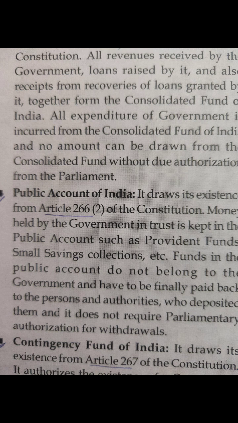Example. Imagine you save 1,000 every month in a piggy bank at your friend's house. Your friend is keeping the money safe for you, but it still belongs to you. 2. Small savings schemes. People invest their money in schemes like post office savings, national savings certificates, or Sukanya Samriddhi Yojana. This money is kept in the public account until it is returned with interest. Example. If you give 10,000 to a bank to keep it safe, the bank will hold it in trust and return it to you later with interest.